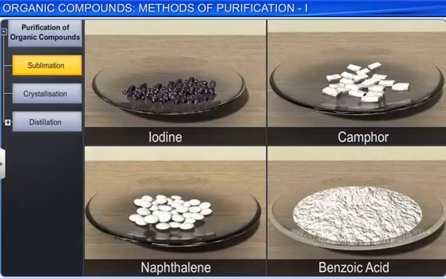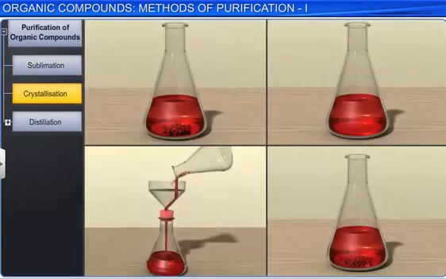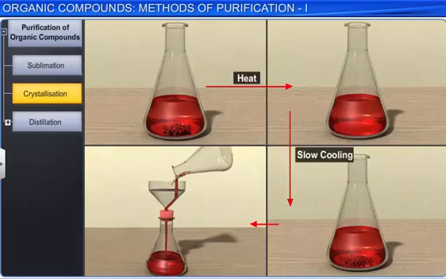Now let's look at the next method of purification, called crystallization. It is one of the most commonly used techniques for the purification of solid organic compounds. This technique is based on the difference in the solubilities of the compound and the impurities in a suitable solvent.